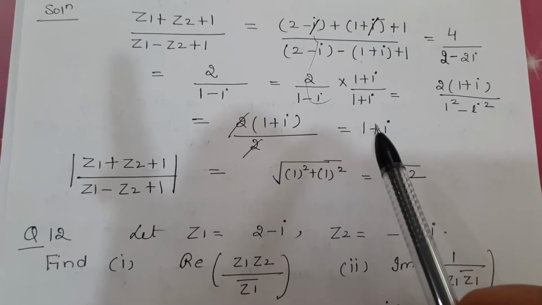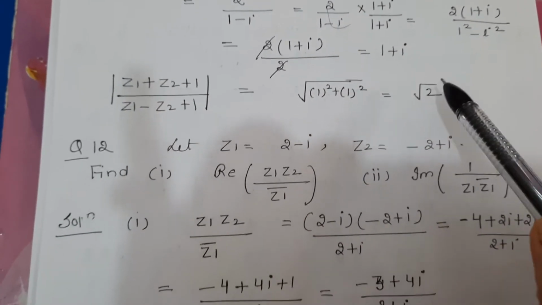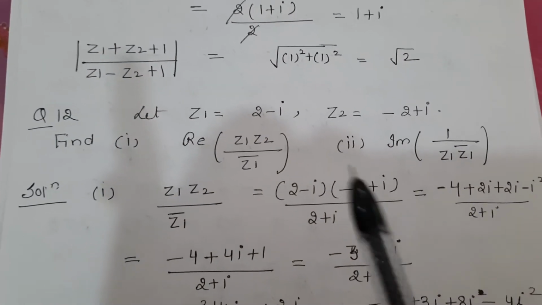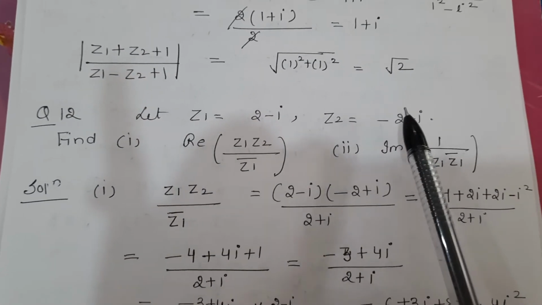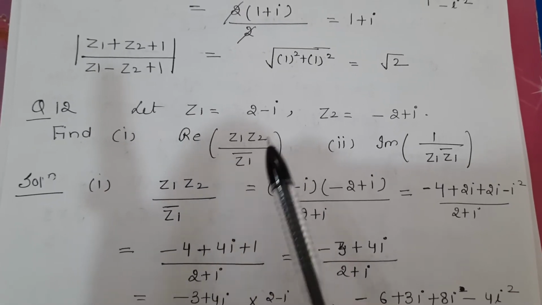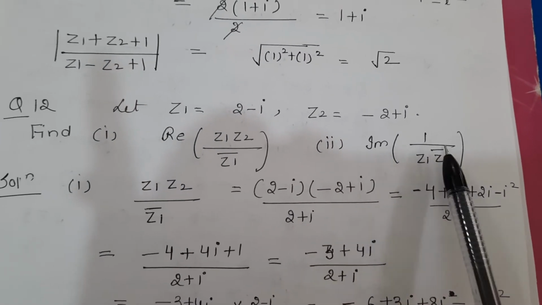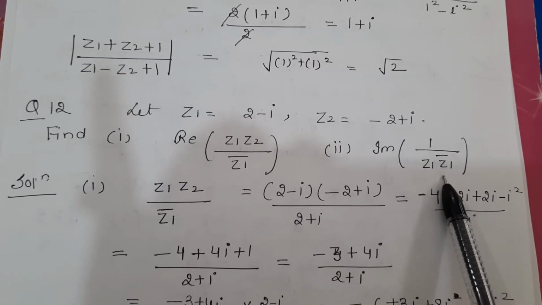So this is root of 1 square plus 1 square. Answer is root 2. Next, question number 12. Again an important question. We are given z1 and z2. First part, evaluate the real part of z1 z2 upon z1 bar. And the second part is the imaginary part of 1 upon z1 into z1 bar.